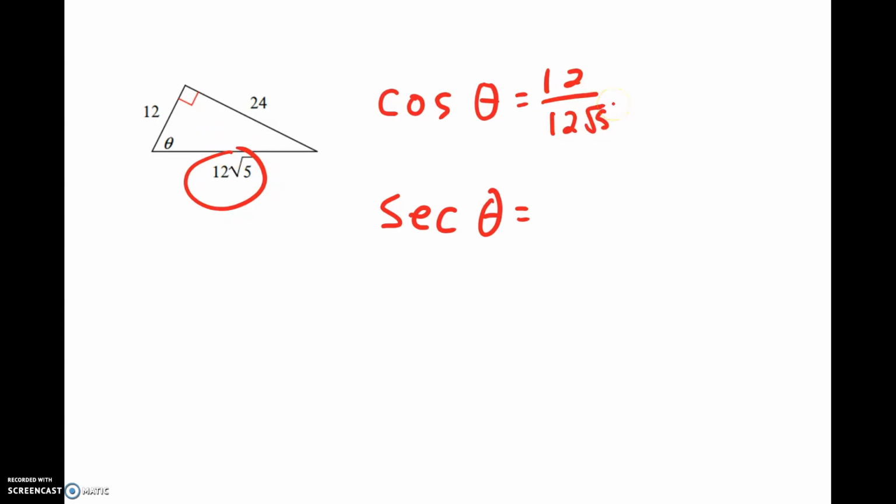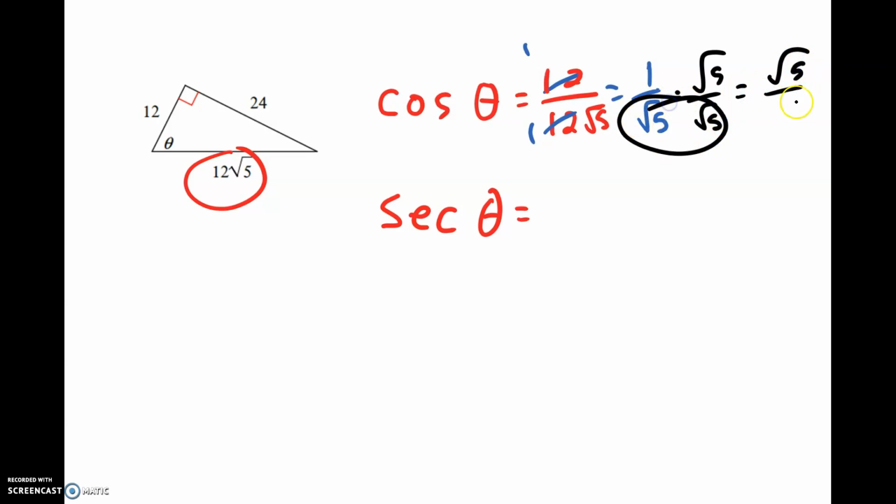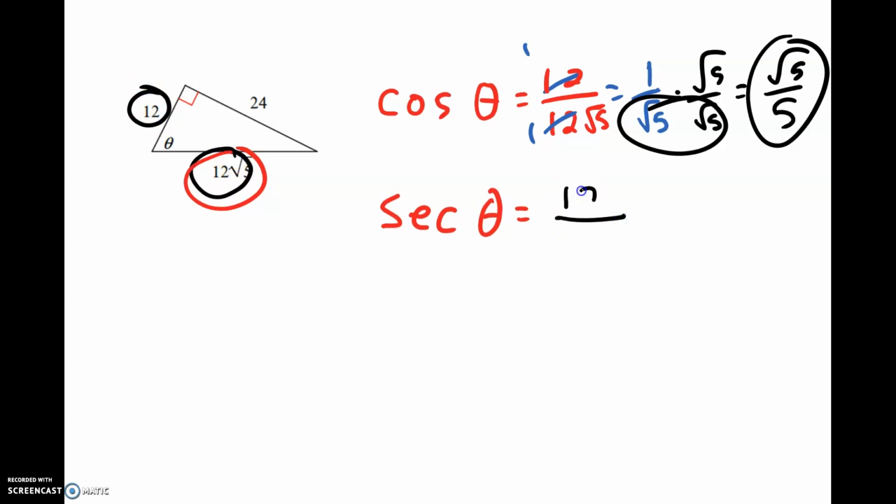So the cosine is the adjacent leg, that's 12, over the hypotenuse, which is 12 root 5. Again, we have some simplifying to do. Make sure you don't magically just bring that square root of 5 up to the top. It's still down here, which is what we got to fix now. So we multiply by root 5 on top and bottom, and we get square root of 5 over 5. Boom! Now secant. Secant is the reciprocal of cosine. Flip that, it's 12 root 5 over 12, which is of course the square root of 5.